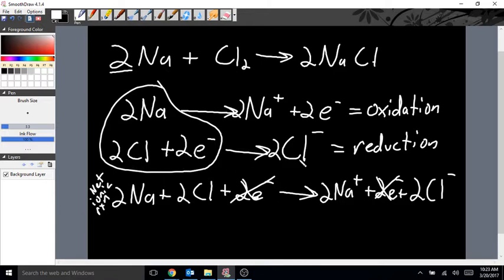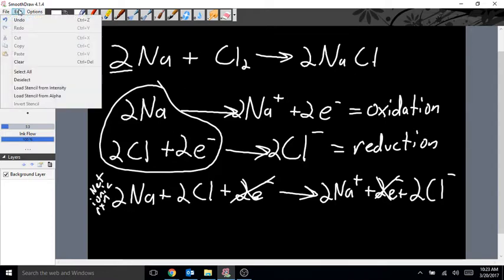All right, should we look at another example? All right, let's go edit and clear. All right. So the next example we're going to look at is actually we're going to move to aluminum and oxygen.